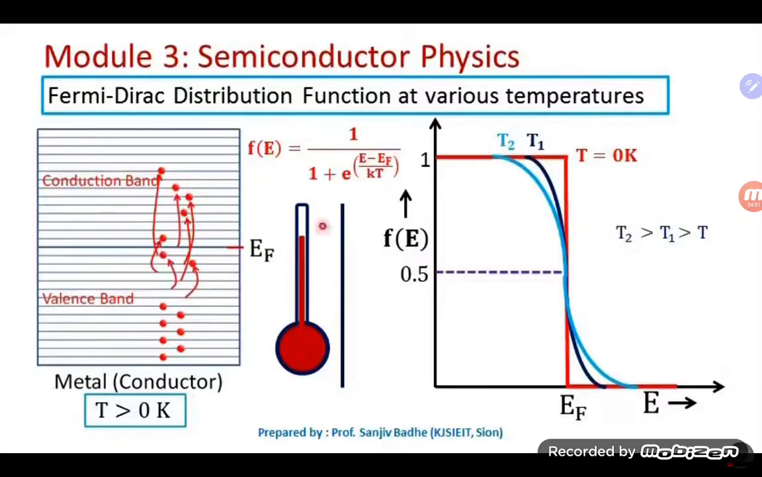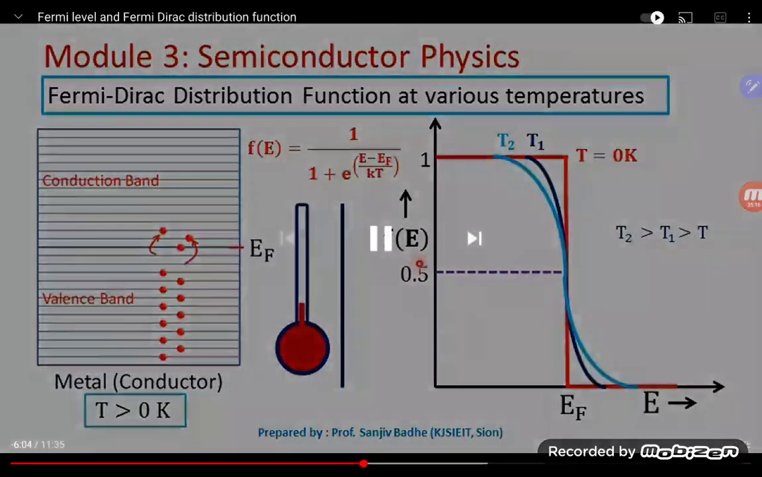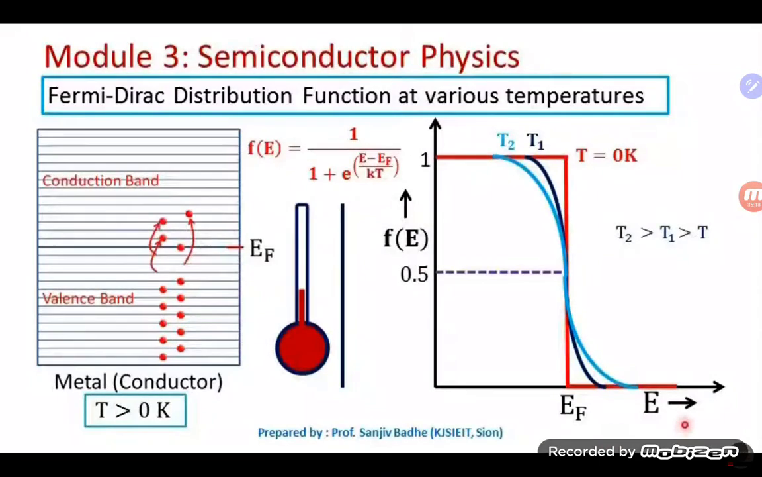As we increase the temperature further, more empty levels will be available below the Fermi energy level, and more filled levels will be available above the Fermi energy level. So the probability of occupancy will reduce below the Fermi energy level, and increase above the Fermi energy level. So this is how the graph will look when we plot the probability of occupancy of a given energy level versus energy.